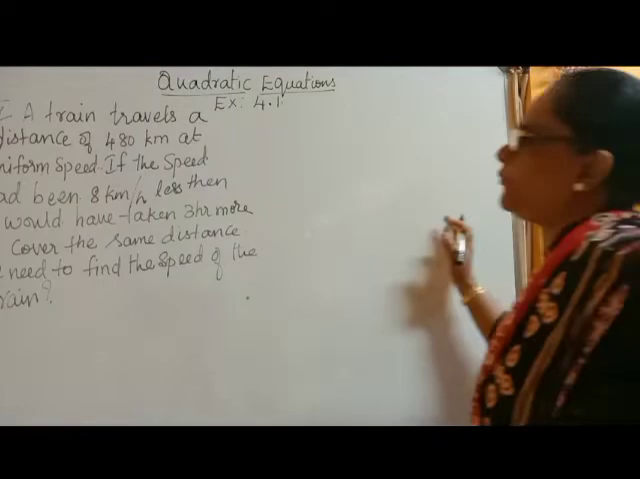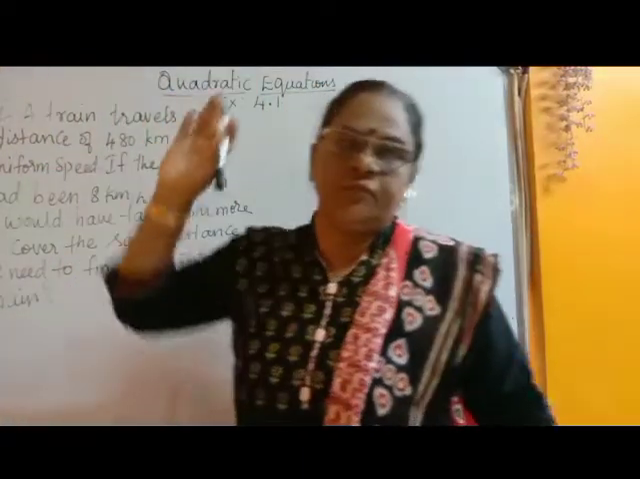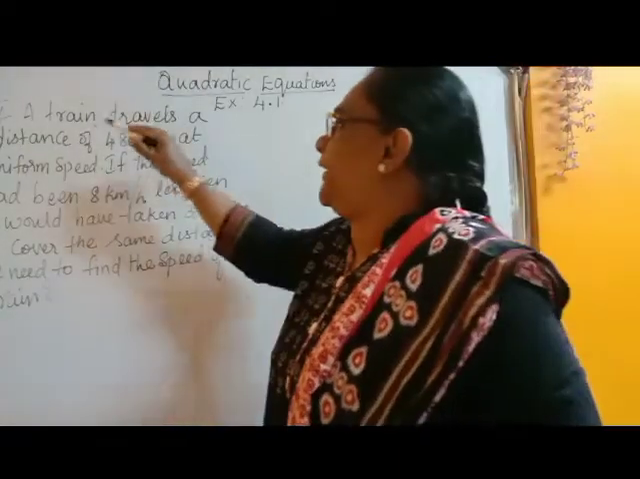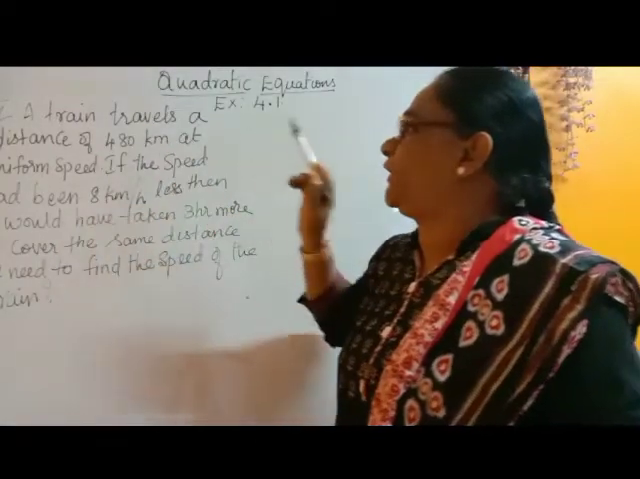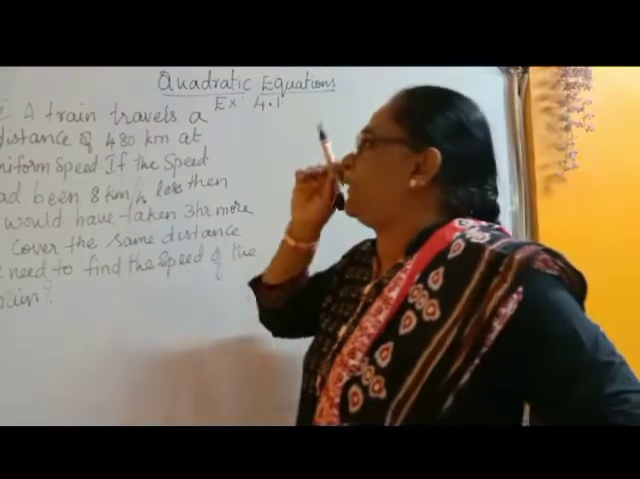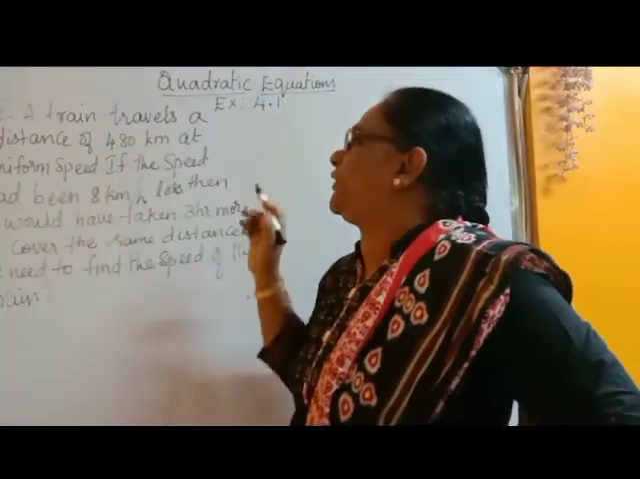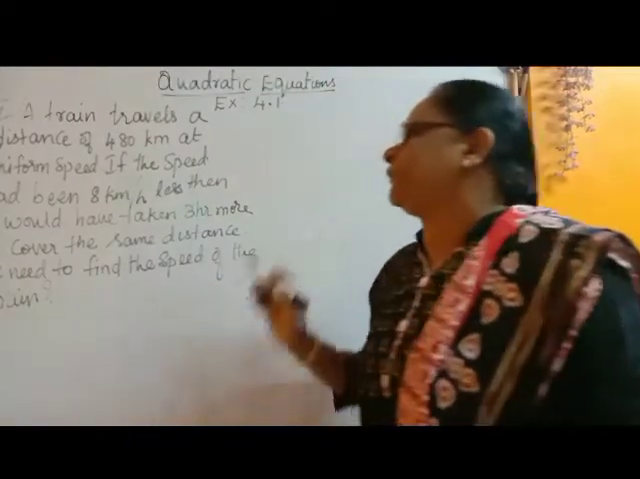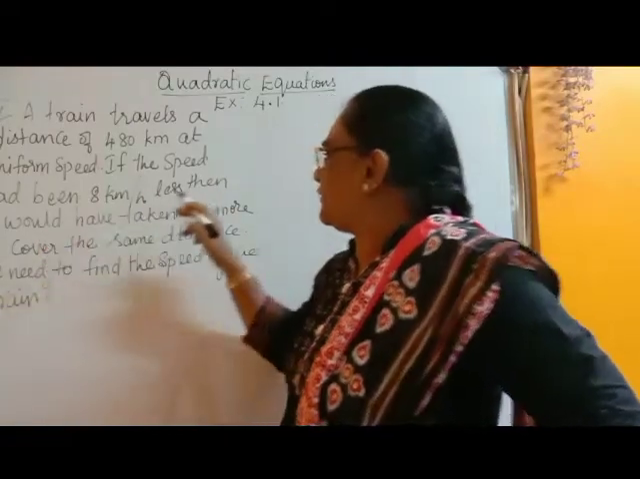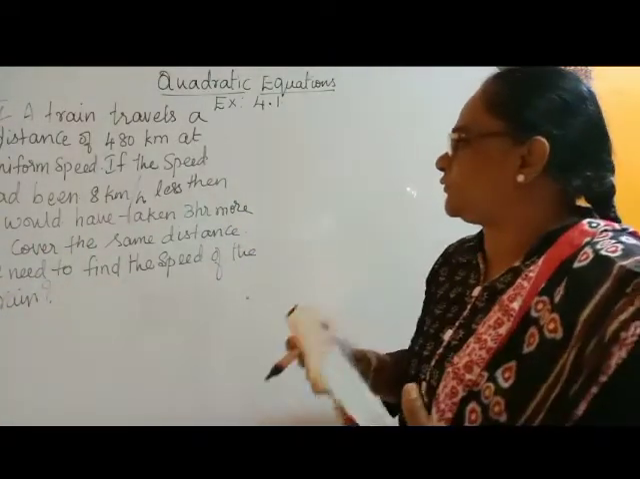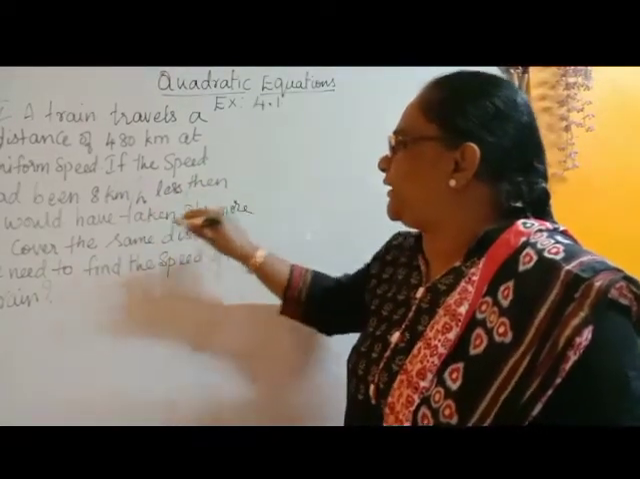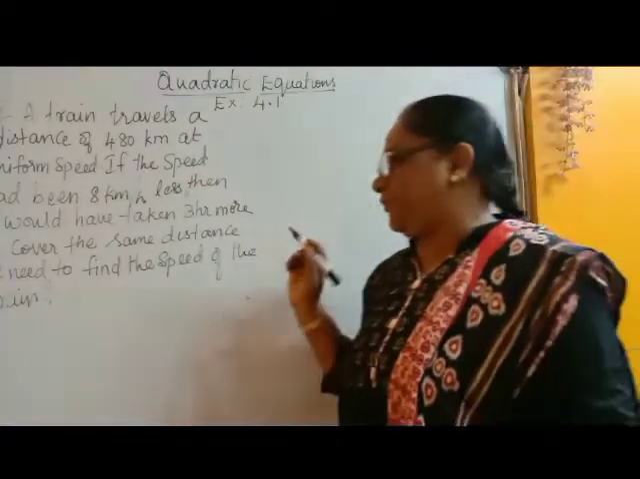Next, coming to second problem, fourth problem, the second main exercise 4.1. So in this problem, the problem is like this. The train travels a distance of 480 kilometers at uniform speed. So the train is traveling a distance of 480 kilometers at uniform speed. If the speed had been 8 km/h less, then it would have taken 3 hours more to cover the same distance.